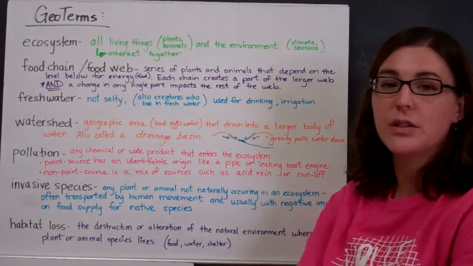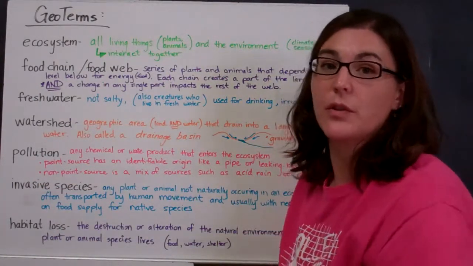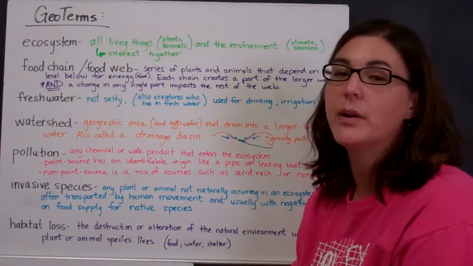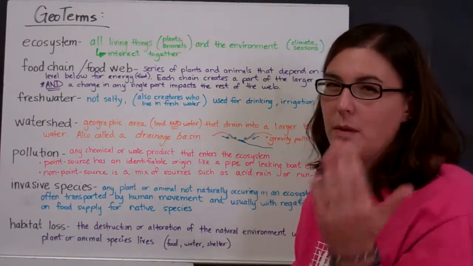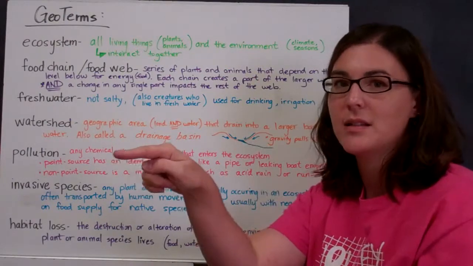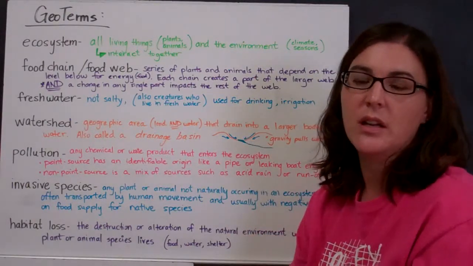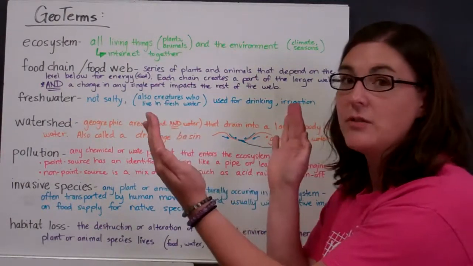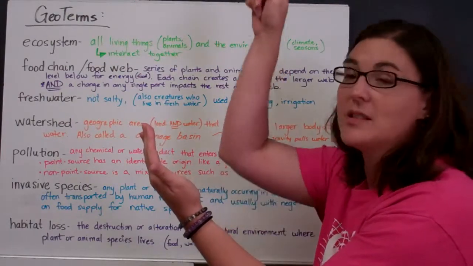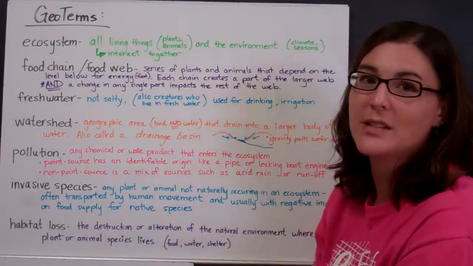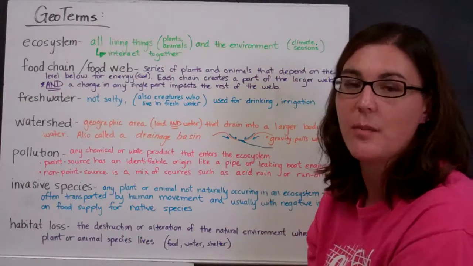Pollution. There are two different terms that the chapter is going to refer to: point source pollution and non-point source pollution. The easiest way to remember them is to think, can I point to the source of the pollution? If there's a big factory and there's smokestacks with lots of smoke coming out, I could point to that smokestack and say, that's where the pollution's coming from.